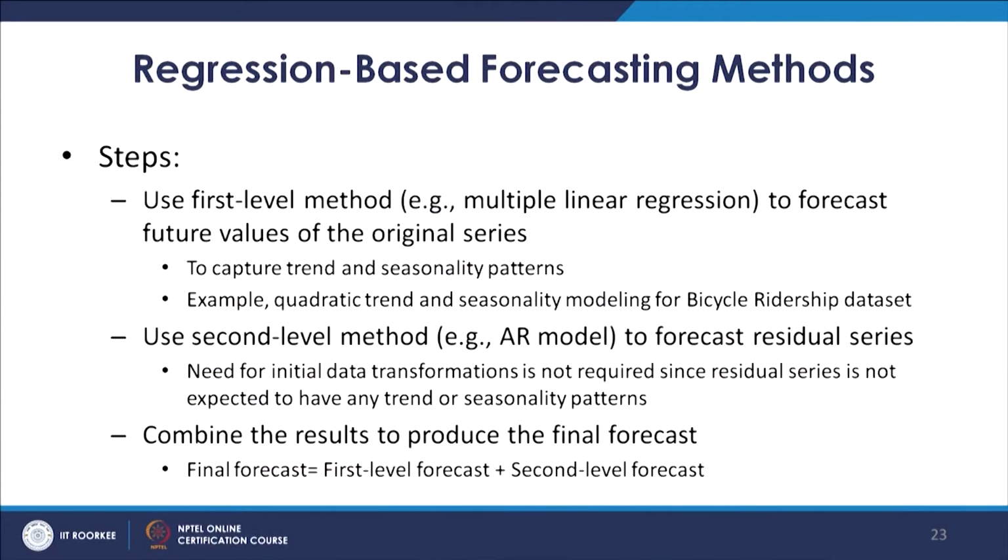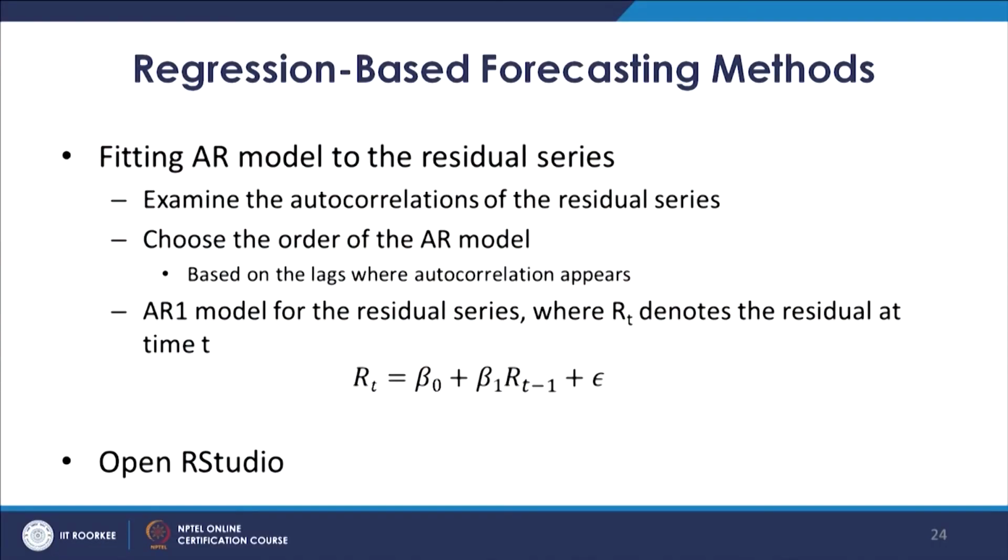So, we combine the results to produce the final forecast. The final forecast is going to be the first level forecast plus the second level forecast. Now, fitting an AR model to the residual series. First, we can examine the autocorrelations of the residual series. We can then select the order of the AR model based on the lags where autocorrelation appears.